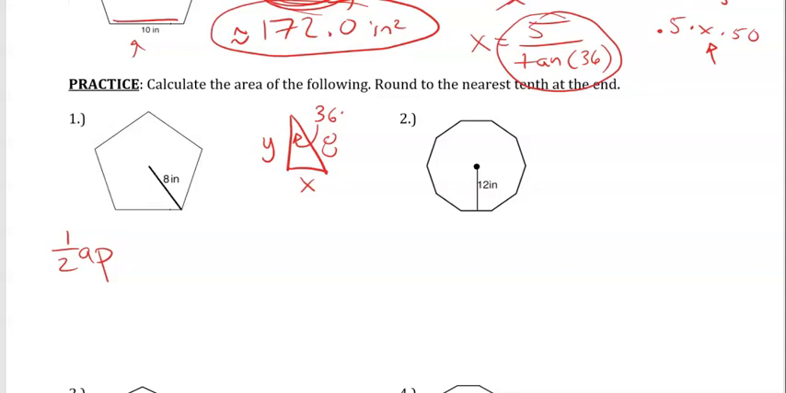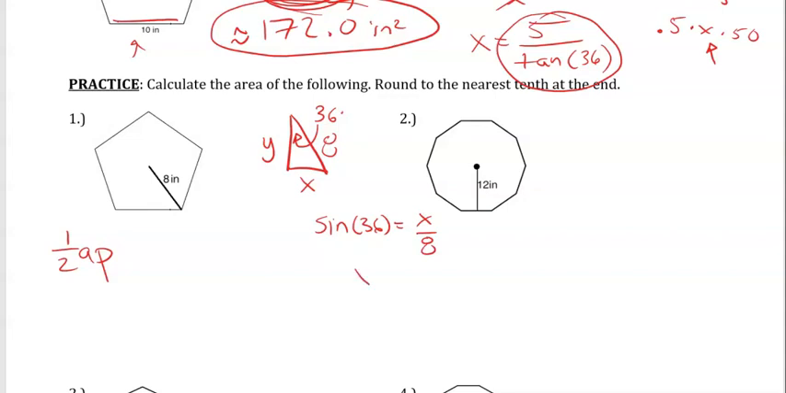So what I'm going to do is I'm going to figure out what X is and Y is as a trig ratio. So let's do the X one first. Ignore Y. X is opposite and hypotenuse. Which one uses opposite and hypotenuse? Sine. So let's go ahead and do that. Sine of 36 degrees equals opposite over hypotenuse.